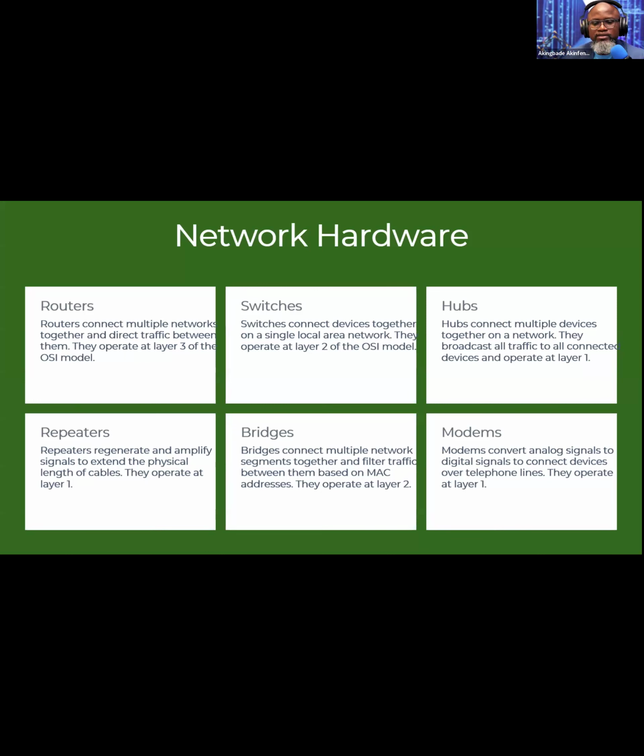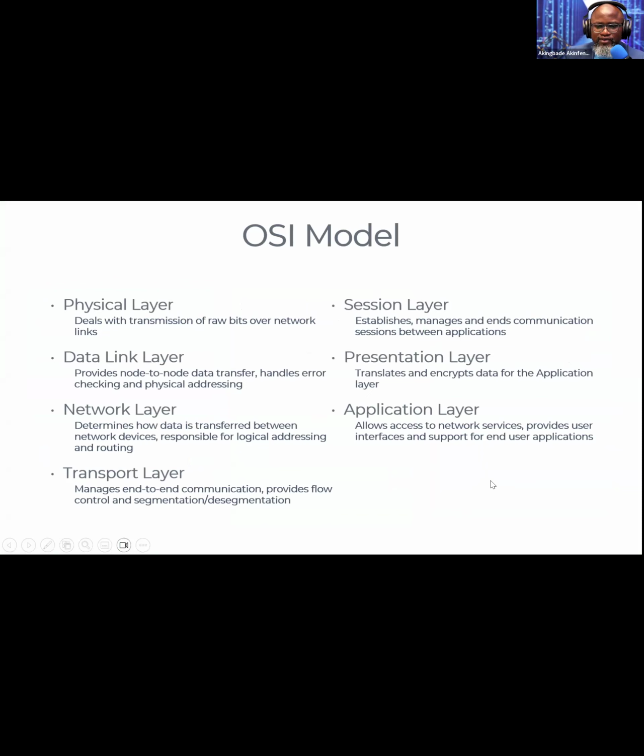Bridges connect multiple networks together, modems. In the old days, you'll see our phone, we connected the modems to the phone. But now a lot of changes have happened, but just know at least the big ones I think you should know for all of us: routers, switches, hubs, those are popular ones out there, and bridges. All right, let's talk about this for a second.